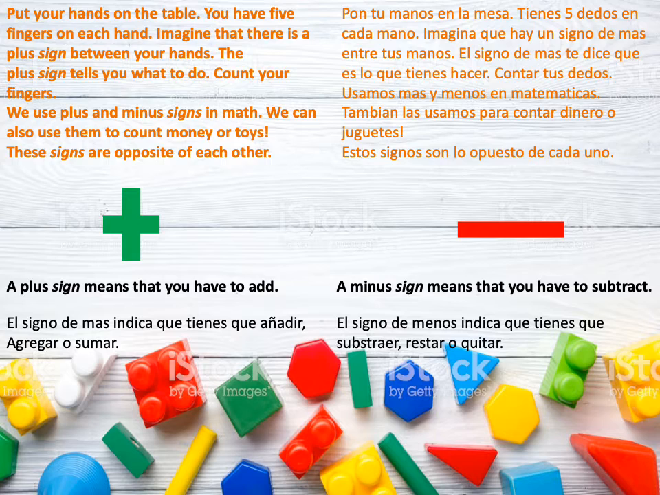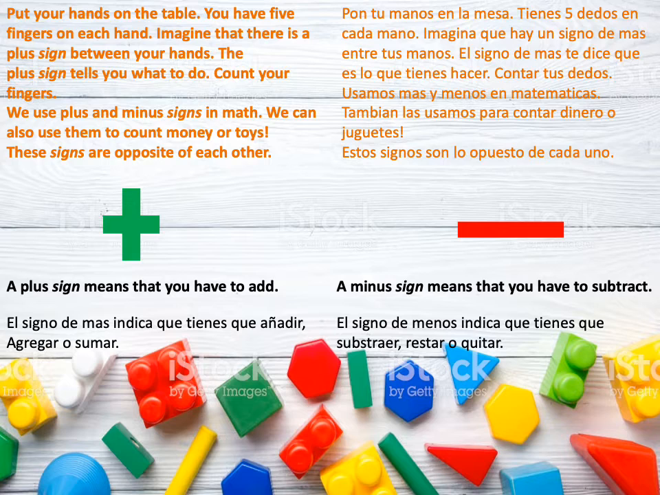What is a plus and minus sign? Put your hands on the table. You have 5 fingers on each hand. Imagine that there is a plus sign between your hands. The plus sign tells you what to do. Count your fingers. We use plus and minus signs in math.